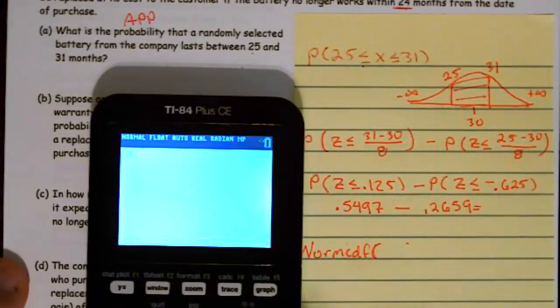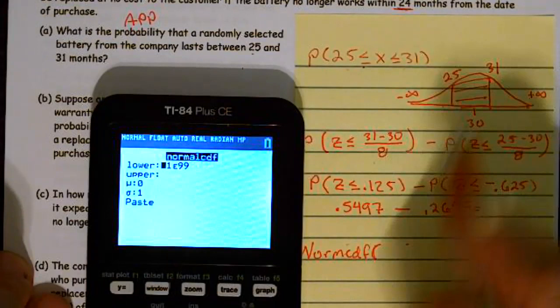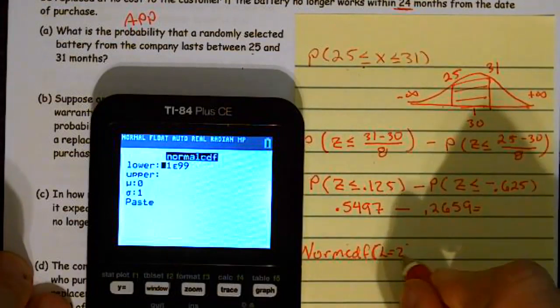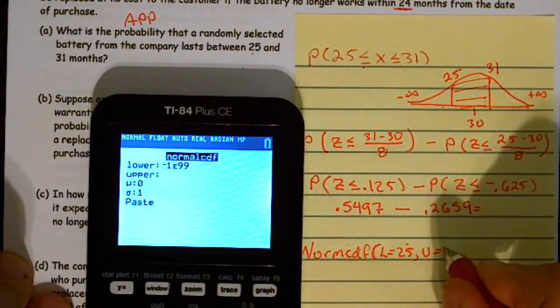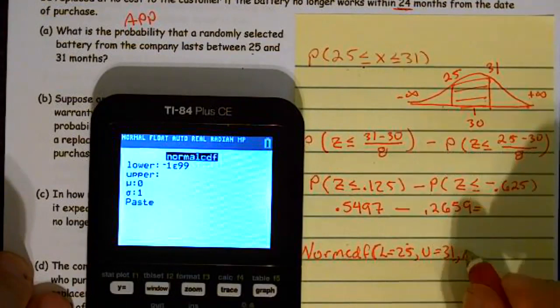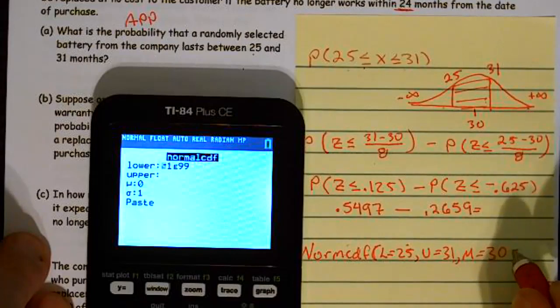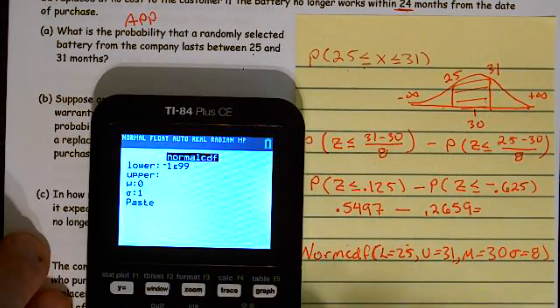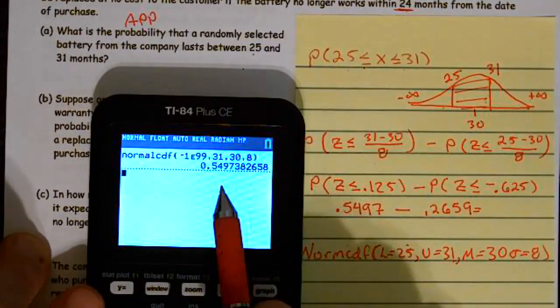And here we go, second vars, norm CDF. The lower, oh, we need the lower bound. Well, the lower bound based on our graph is 25. Our upper bound based on our graph is 31. Our mean equals 30, and our standard deviation equals 8. All right, so here we go. Upper bound 31, mean 30, standard deviation 8. Plug all that in and we get 0.5.